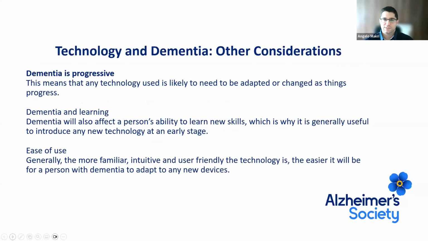Okay, so there are a few other considerations. As I said, unfortunately, dementia is progressive. So what that means for technology is that anything that's used is likely to need to be adapted or changed over time. An example of this is in the early stage of dementia, a person might need an alarm or calendar to remind them to take their medication. As things progress, that might not be sufficient anymore, and they might need, for instance, a monitored electronic pillbox.